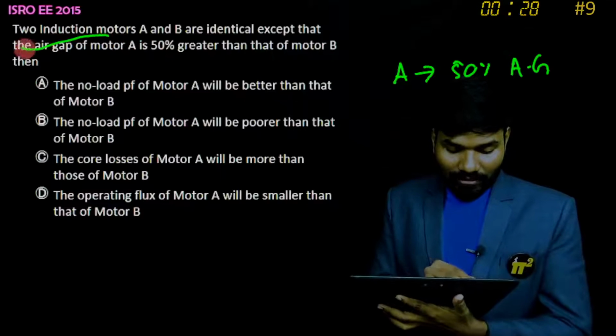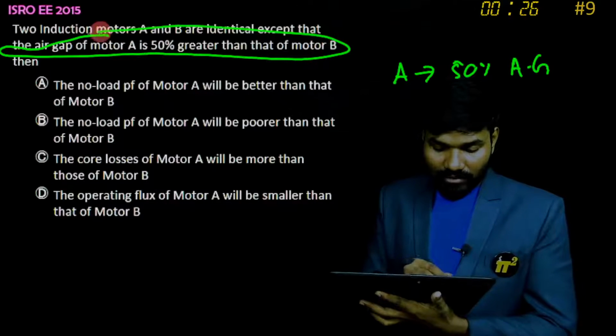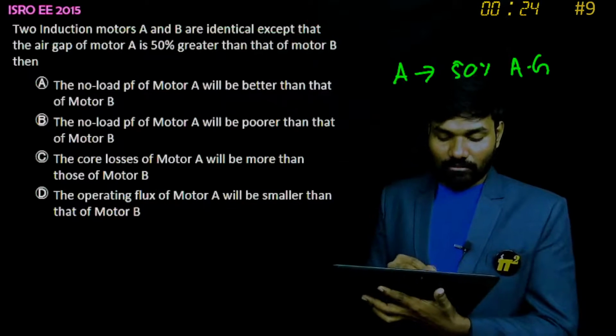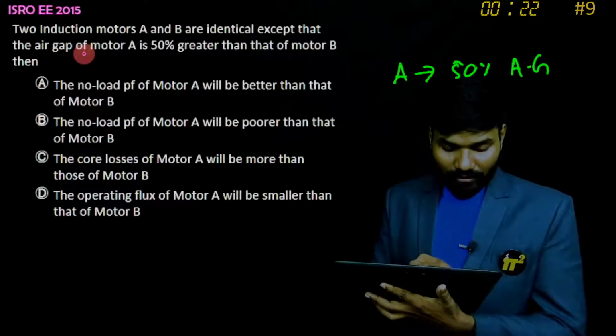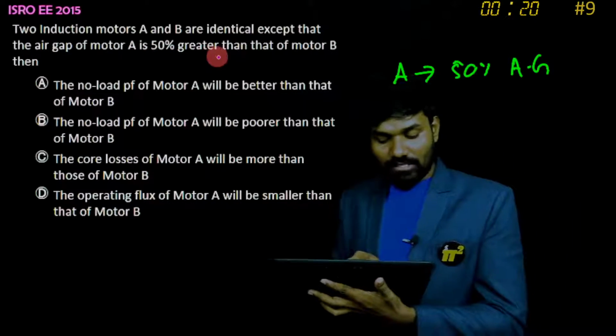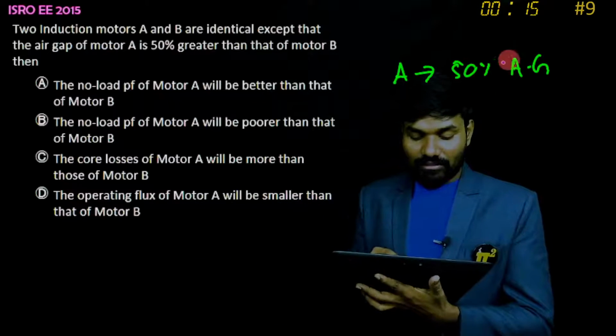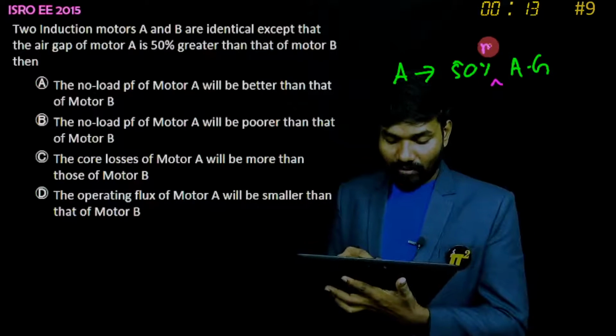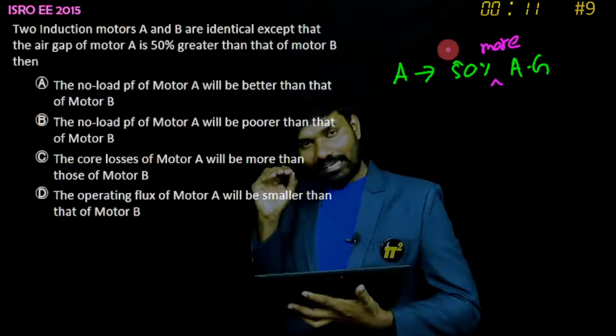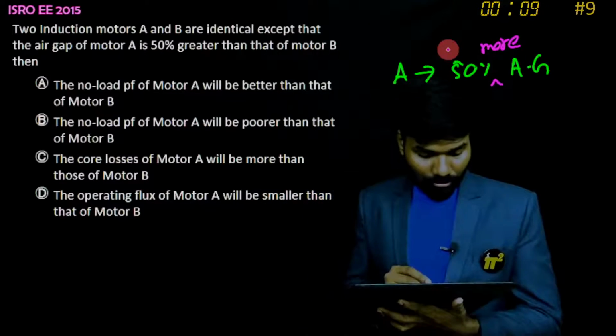See, when they give you something like this in the question, you have to be clear with the terminology of what he's trying to ask. He said clearly the air gap of A is 50% more than B. You write that explicitly, otherwise you'll be confused.